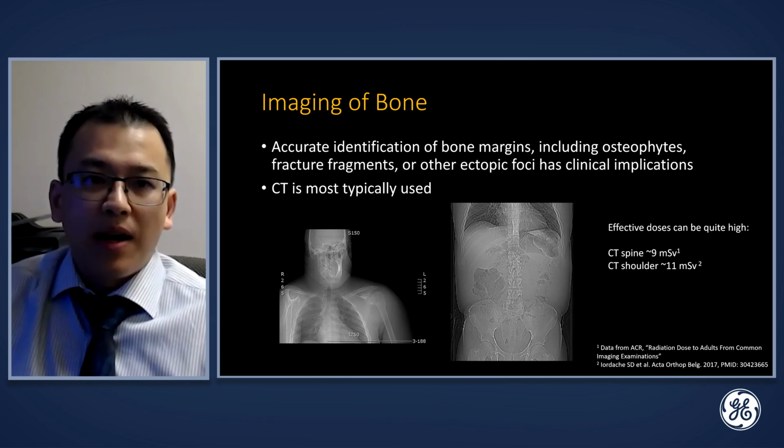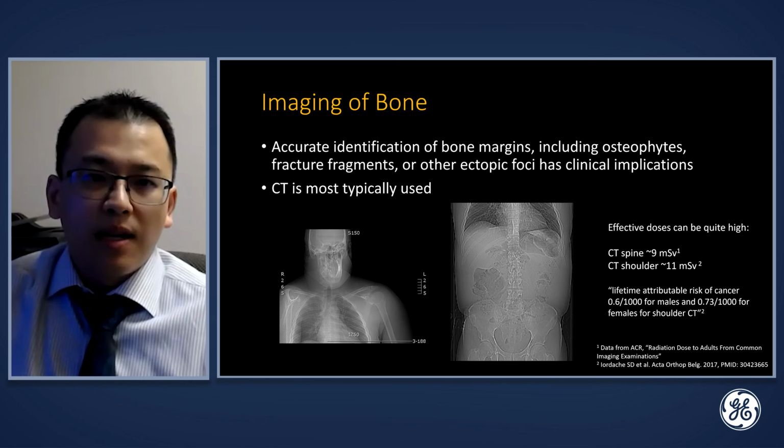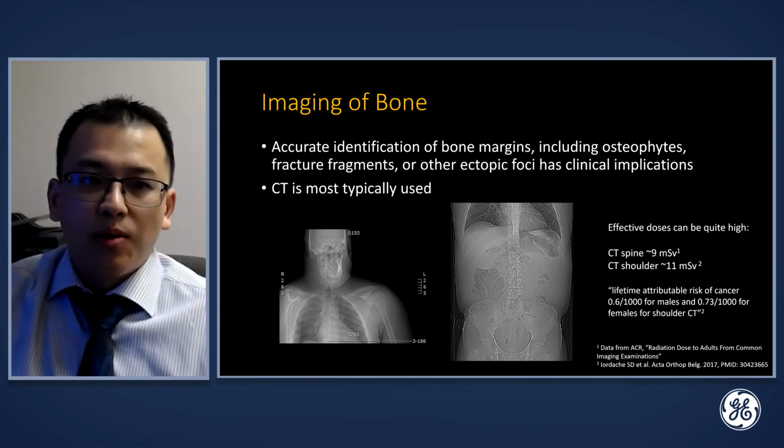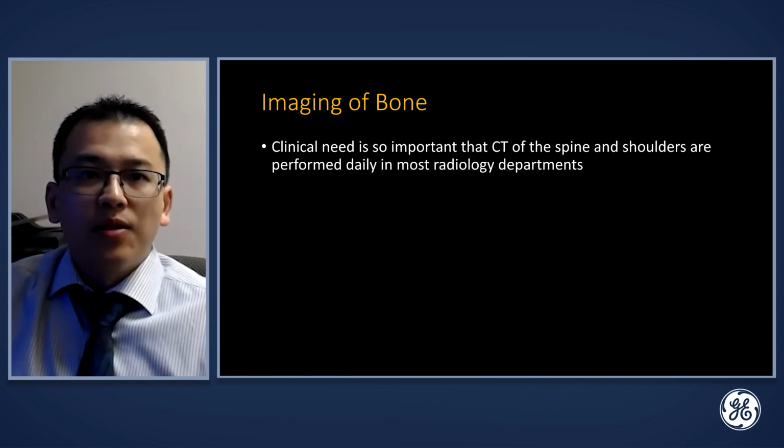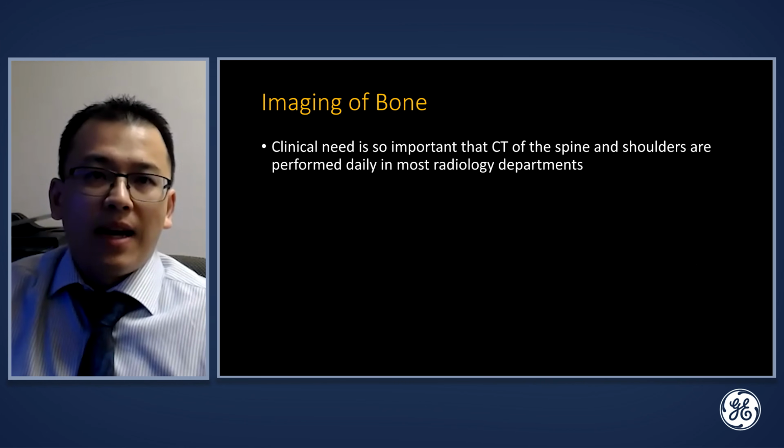For a CT of the spine, average effective dose, according to the ACR, is around 9 millisieverts. And studies have found that average effective dose from a CT shoulder exam is around 11 millisieverts. This is about 3 to 4 years of background radiation per exam. And according to a study a few years ago, lifetime attributable risk of cancer from a single shoulder CT was estimated at 0.6 to 0.7 per thousand. The clinical need is so high, though, that CT of the spine and shoulders are performed daily.